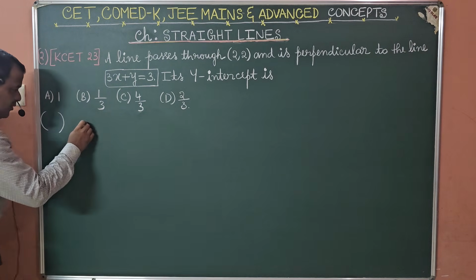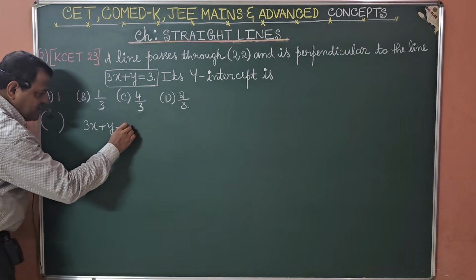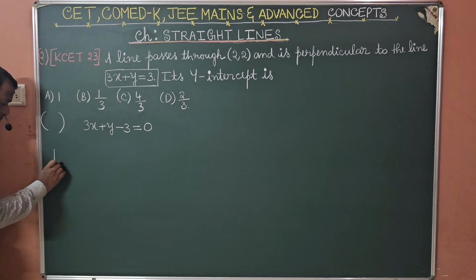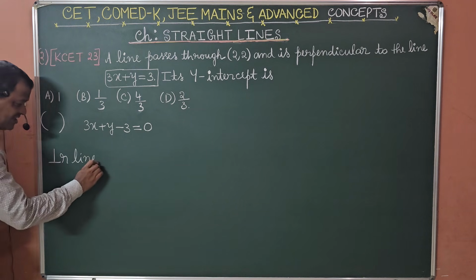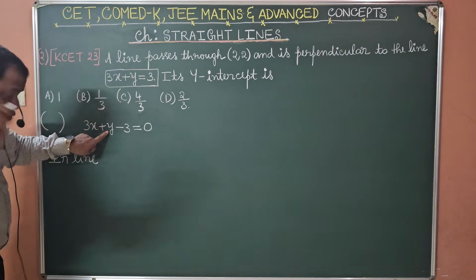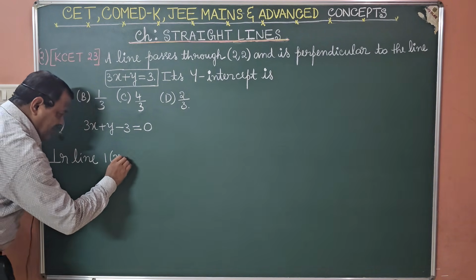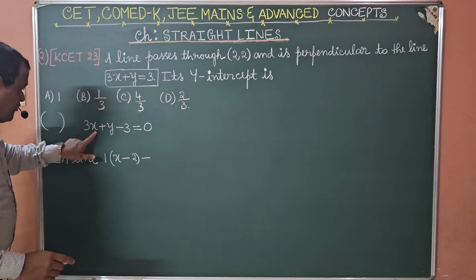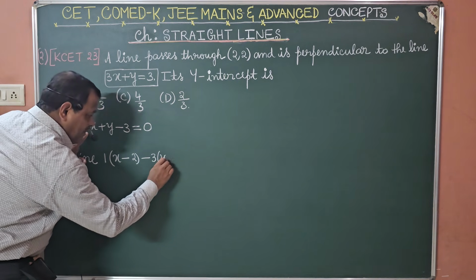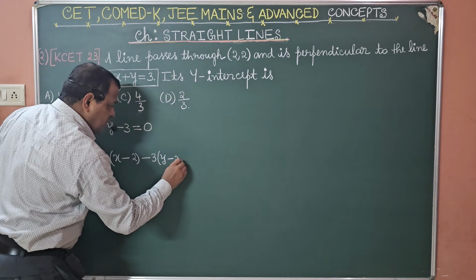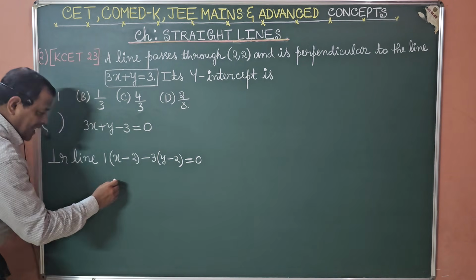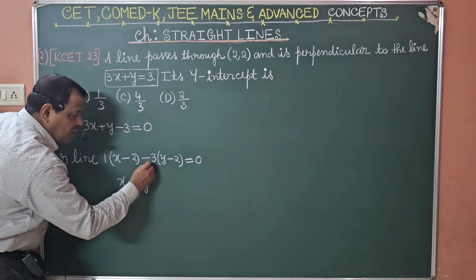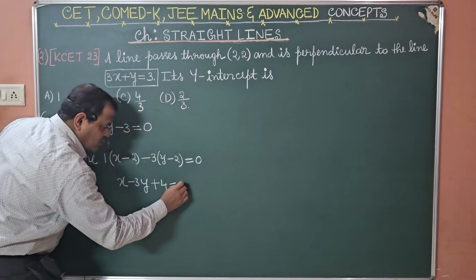Therefore, I will write the given line 3x plus y minus 3 equal to 0. Then I will write the perpendicular line. Say the perpendicular line is this coefficient of y, 1, into x minus x1, this 2, then in between minus, coefficient of x, 3, into y minus this y coordinate 2 is equal to 0. Therefore, the line is x minus 3y, here minus 2 plus 6, so plus 4 is equal to 0.